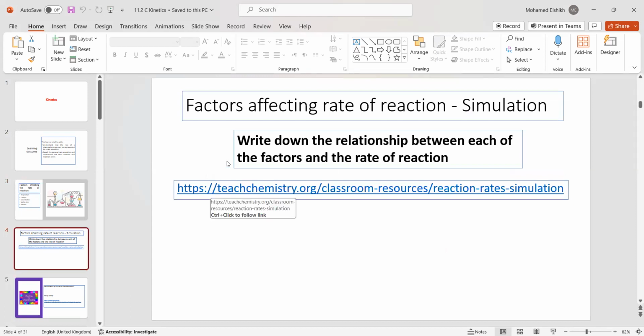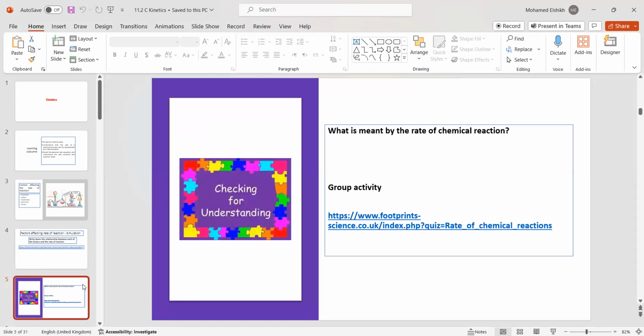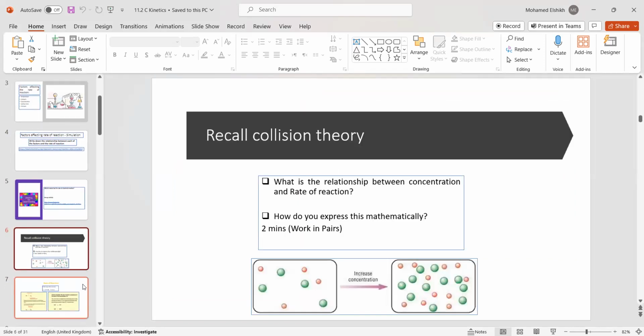Okay, so here I would encourage you to go ahead and do this activity. This is basically a simulation about the factors affecting the rate of chemical reaction. And this group activity is taking place in the class.